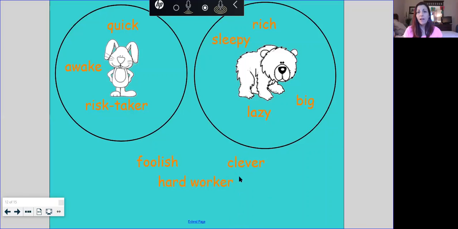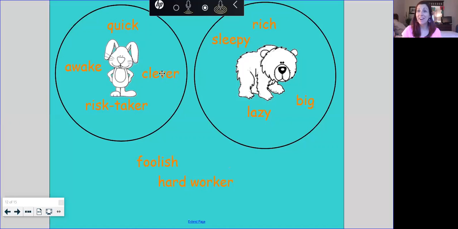Let's take a closer look at this word clever. Do you know what clever means? So I found a definition for the word clever. Clever means to be smart and to be able to figure things out. Sometimes when an author tells you that a character is clever, it means that they might be a little bit tricky or a little bit sneaky. Which character does that describe?